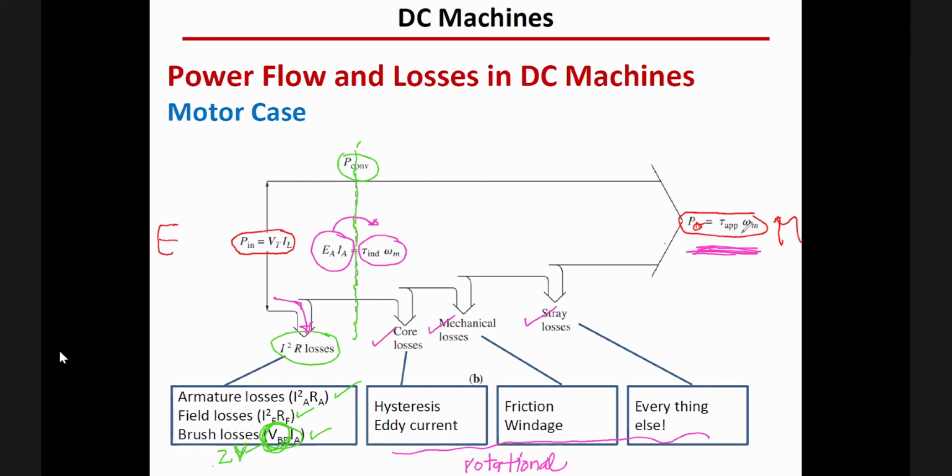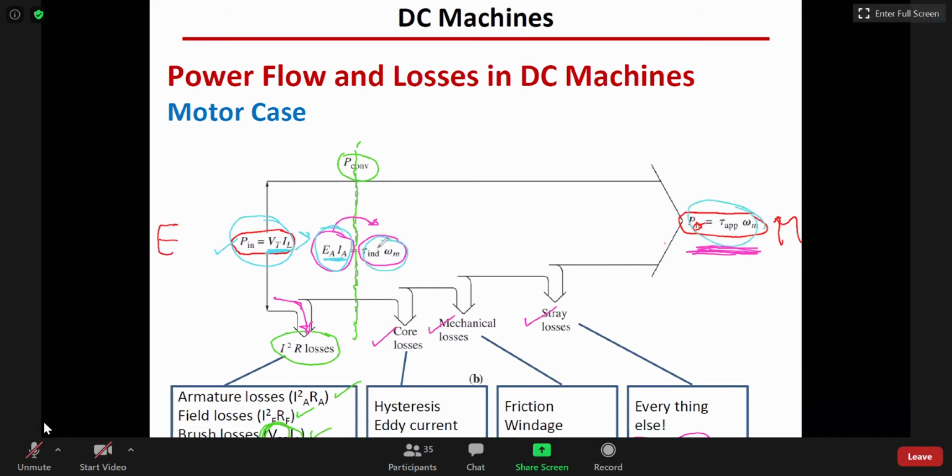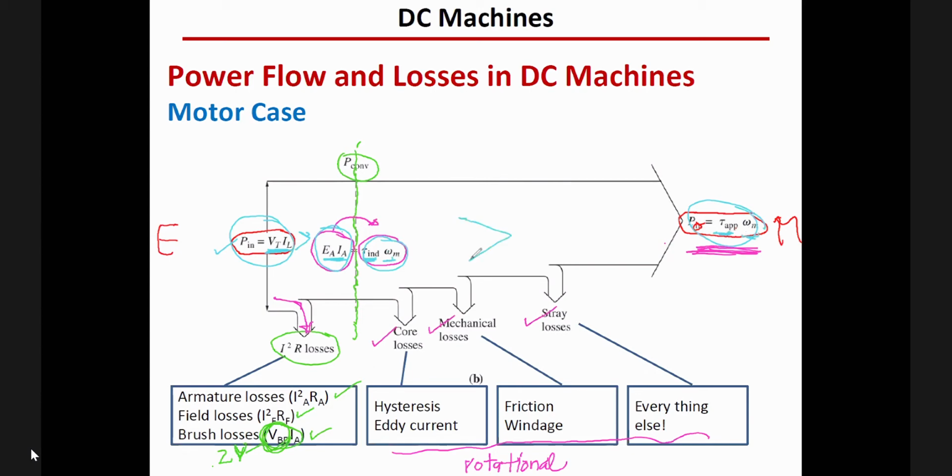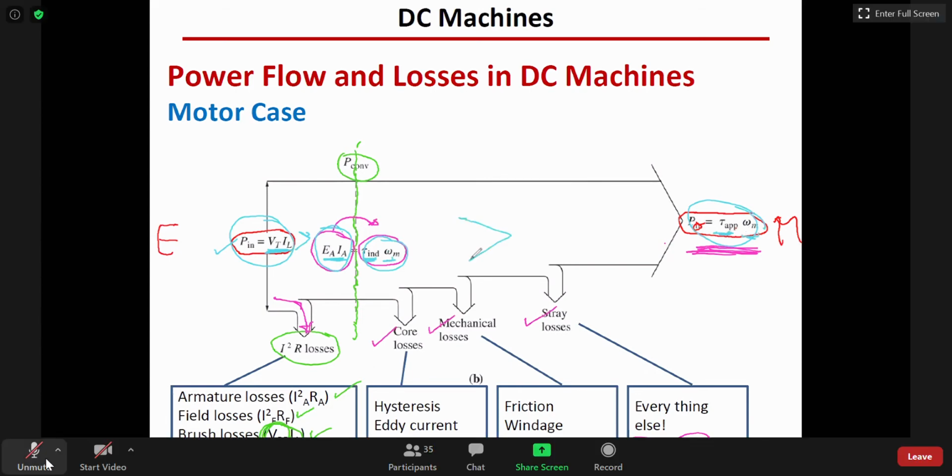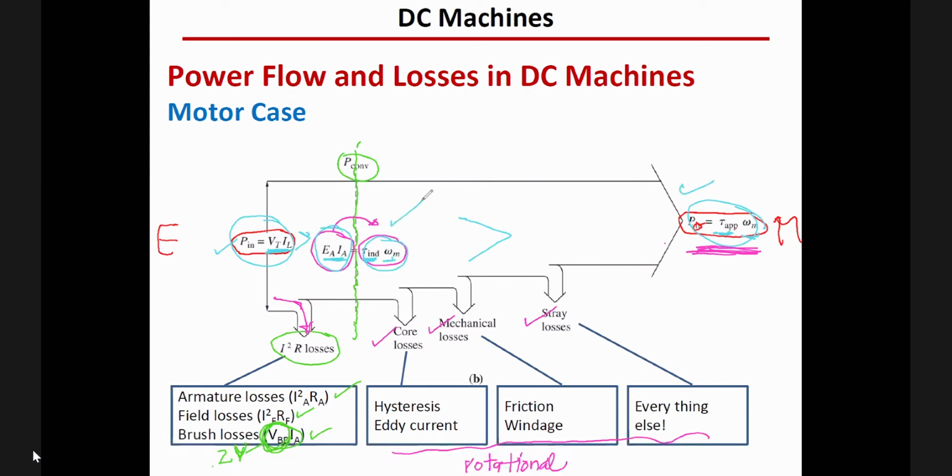So my question is, what's the difference between this power and this power? Please notice the difference. Well, this power is V_T I_L, this power is E_A I_A. There is a difference, and yes, this should be larger than this. What about this power and this one? Well, this is torque induced times omega M, this is torque applied times omega M. So yes, this should be greater than this because of the losses.